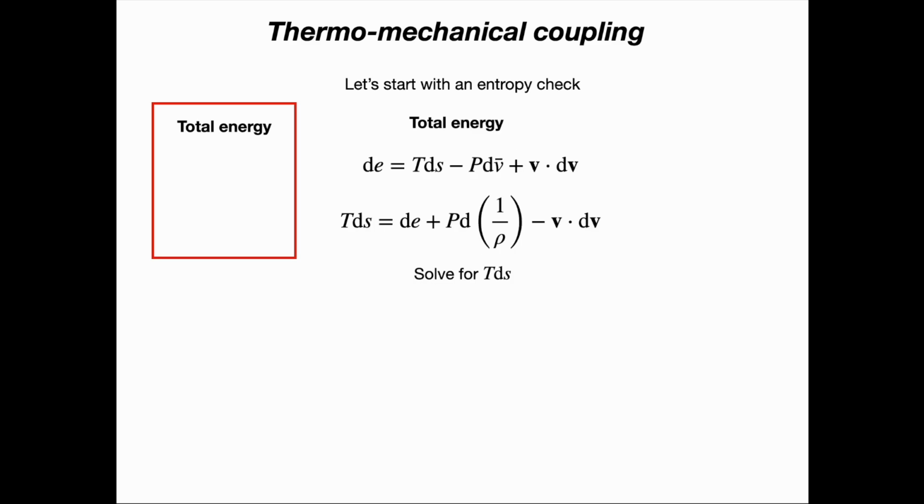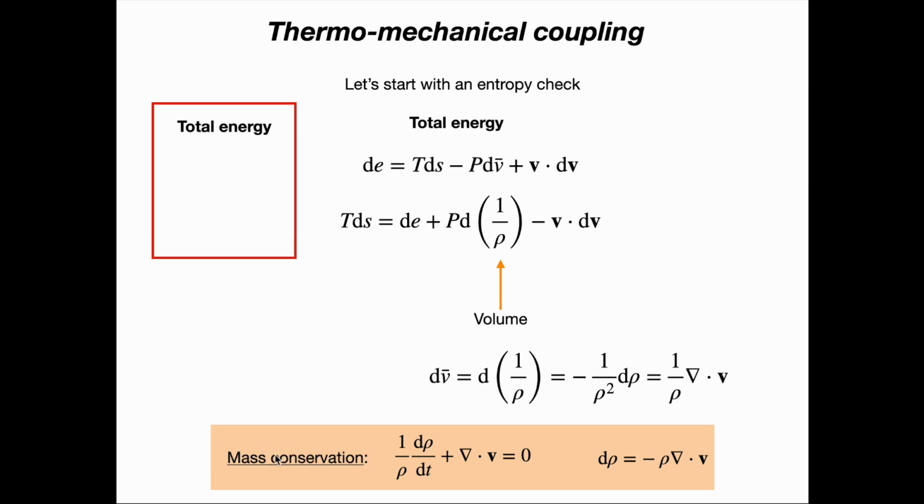Now let's work a bit on this equation and solve it for TdS. So TdS is equal to dE plus P dV, where V is 1 over rho, minus V, the velocity vector, times dV. What we can do now is to substitute the volume. dV is d(1 over rho). It's equal to minus 1 over rho square times d rho.